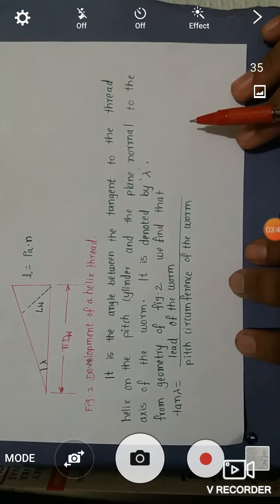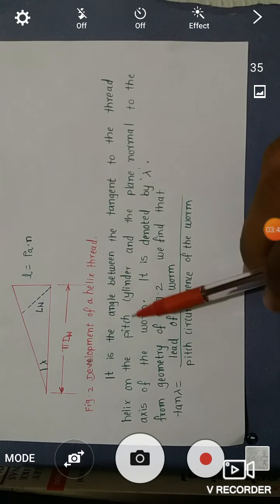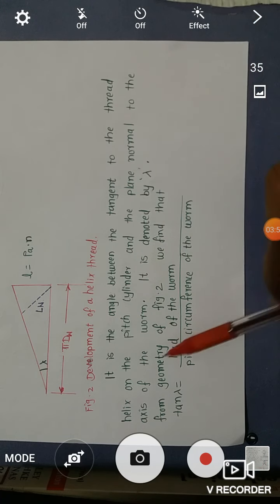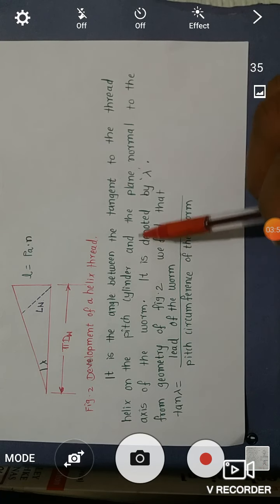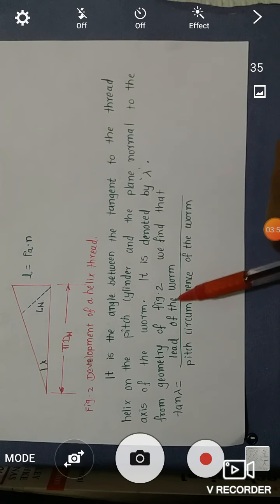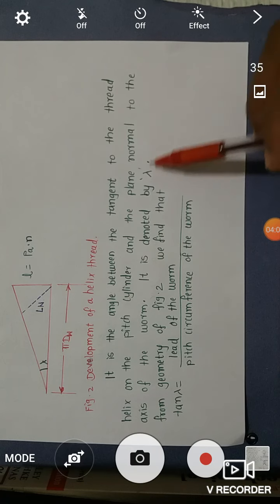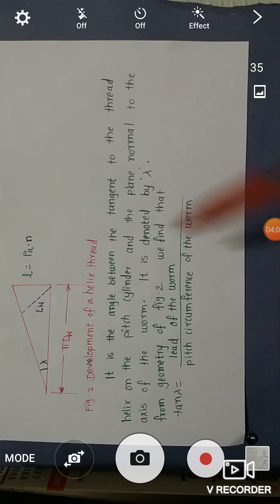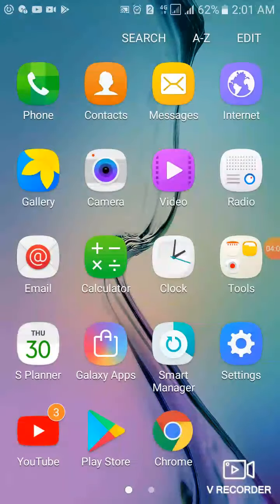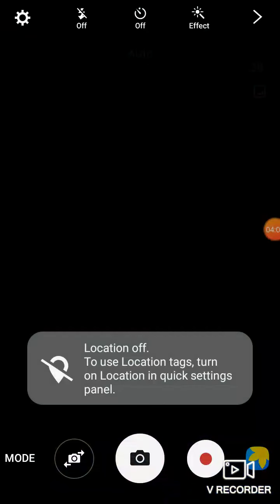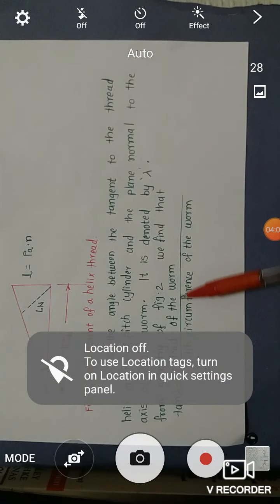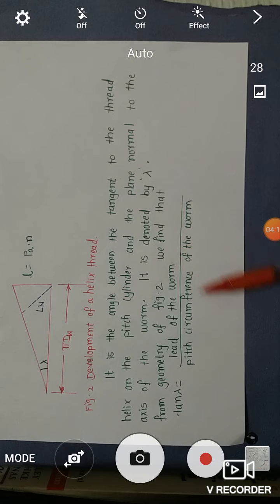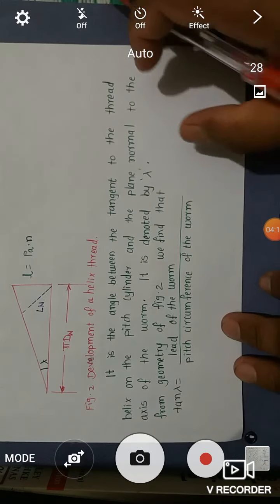Now this lead angle, if we see the definition, it is the angle between the tangent to the thread helix on the pitch cylinder and the plane normal to the axis of the worm. It is denoted by letter lambda. If we refer this figure and write down the formula, then we get tan lambda is equal to lead of the worm divided by pitch circumference of the worm.